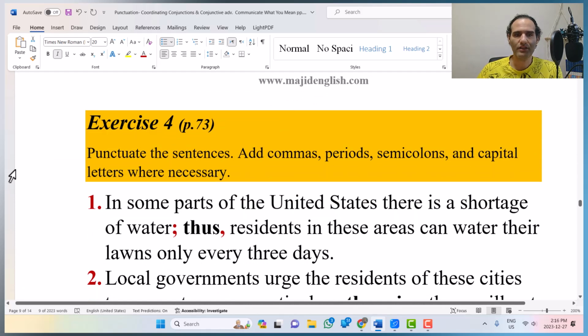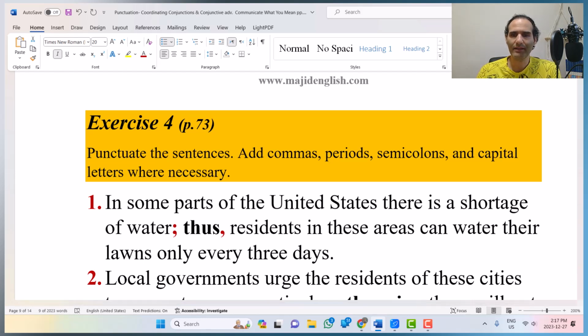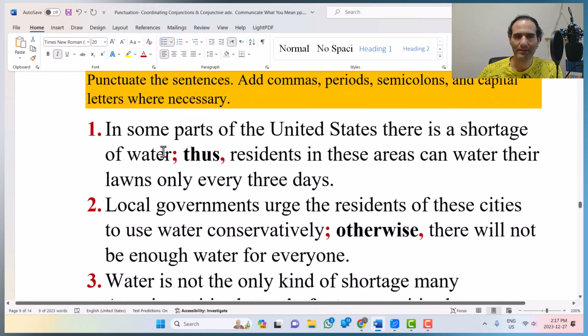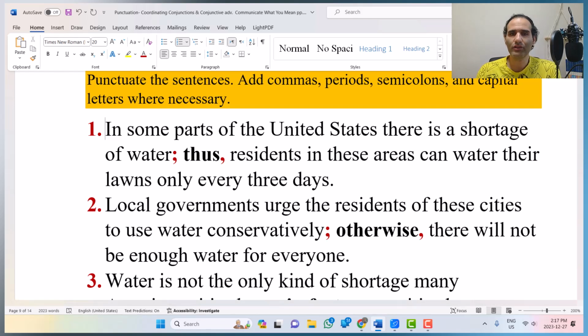Now, exercise 4 on page 73. It says punctuate the sentences, add commas, periods, semicolons, or capitalized letters wherever necessary. And these sentences are very beautiful sentences revolving around environmental issues. So not a bad idea to record them for yourself in your vocabulary notebook, or at least transfer the beautiful parts, chunks, and words and phrases so you may use them in your writing or in your speaking.